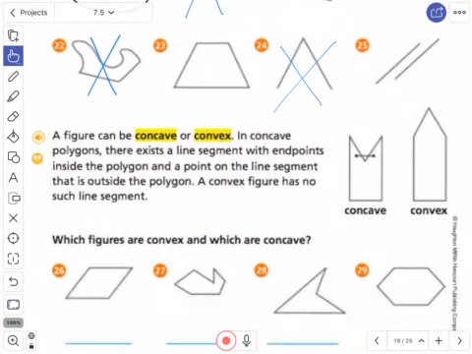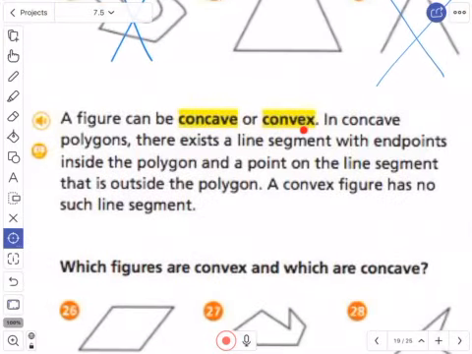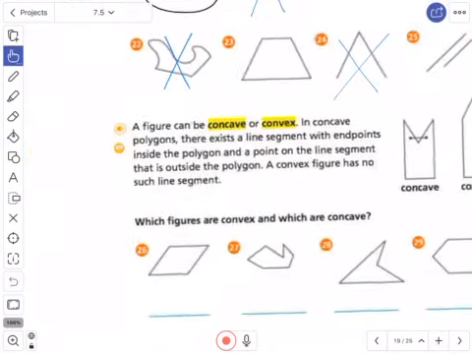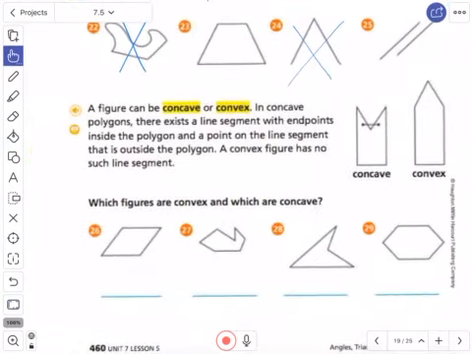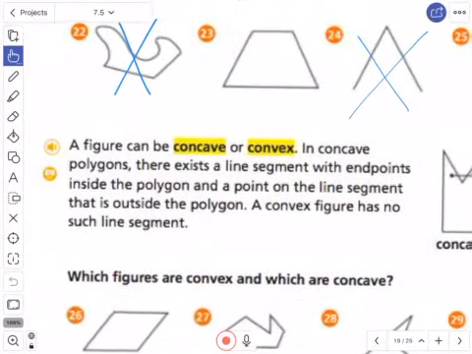Okay. Then the second part of the page is talking about concave and convex. In concave polygons, there exists a line segment with endpoints inside the polygon and a point on the line segment that is outside the polygon. A convex figure has no such line segments. We have talked about these already. If you remember in class, these are some things that we have talked about. Okay, those definitions are totally fine.